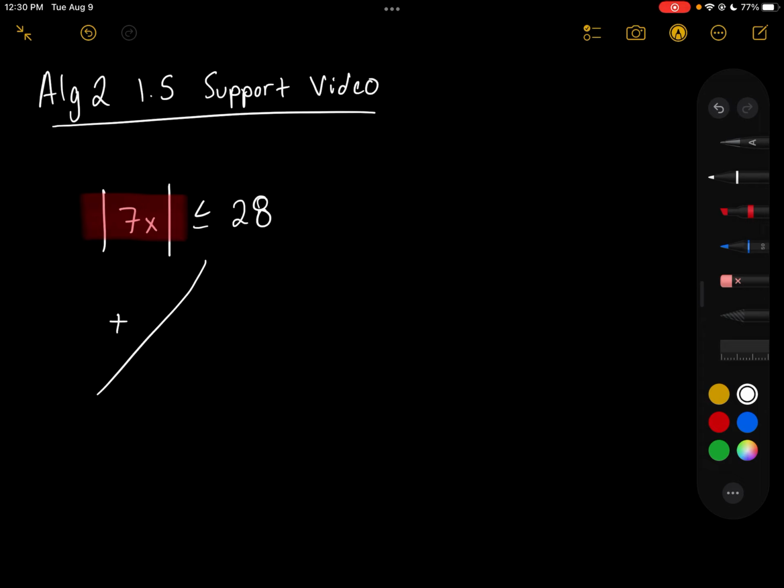So on the positive side, nothing is changed here, so we're just going to have 7x less than or equal to 28. But on the negative side, this is where it gets a little bit more interesting. Not only are we going to distribute a negative to one side of this equation, but when we do so, if we multiply an inequality by a negative, the inequality itself actually flips. So instead of less than or equal to, the sign flips to greater than or equal to.